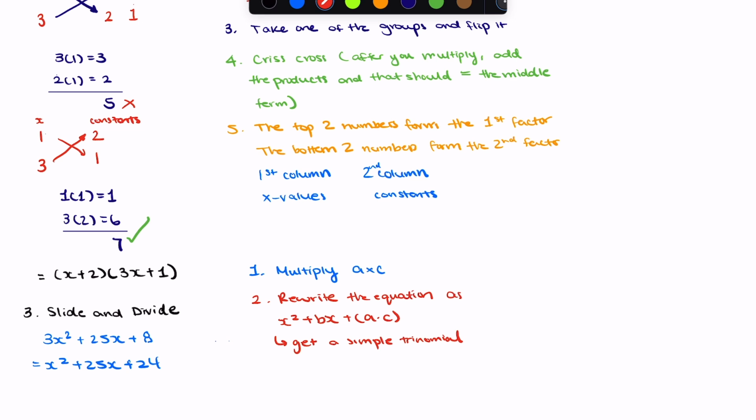Again, find two numbers that multiply to equal 24 and add up to 25. And those would be 24 and 1. So here, if we factor the trinomial, we get x plus 24 and x plus 1. So third step here would be to just factor the trinomial.